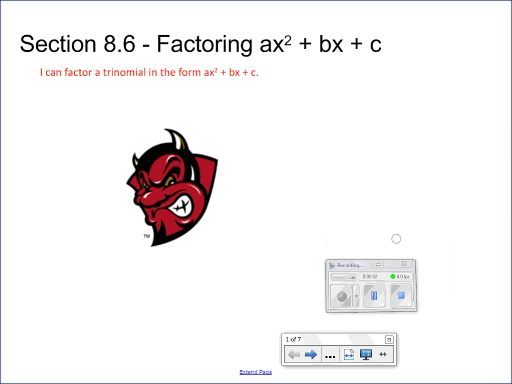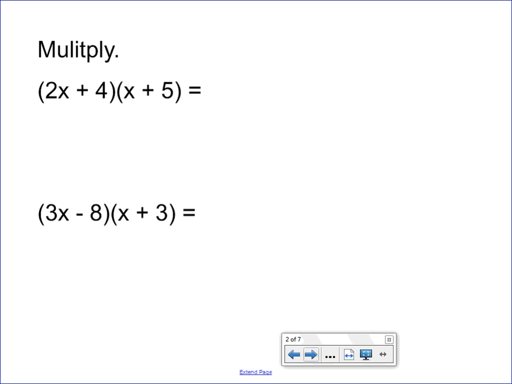Okay, today we're looking at section 8.6, which is factoring in the form of ax squared plus bx plus c. So hopefully by the end of this, you can say I can factor a trinomial in the form of ax squared plus bx plus c. So again, let's just warm up here first with a couple multiplication ones. And again, the big deal today is that now we've got a coefficient with one of our x's.